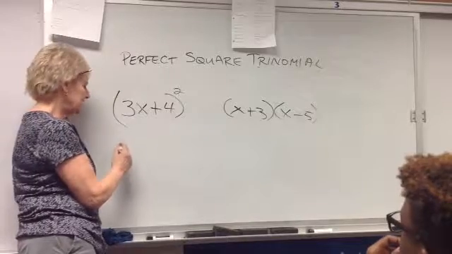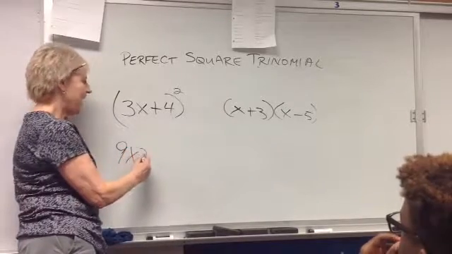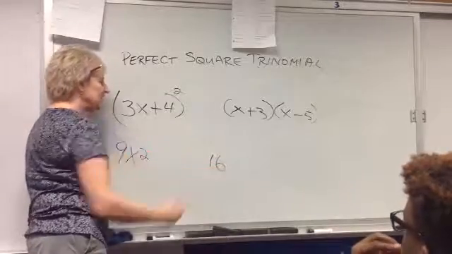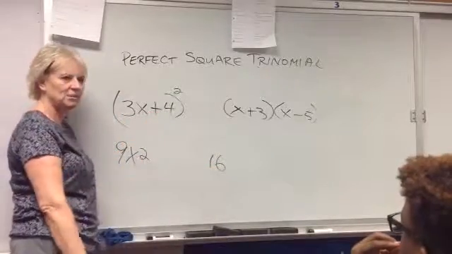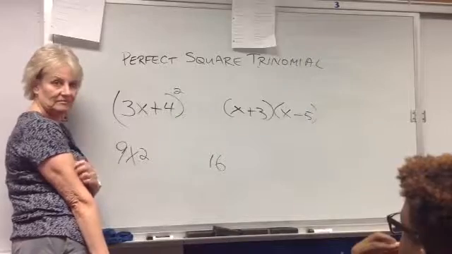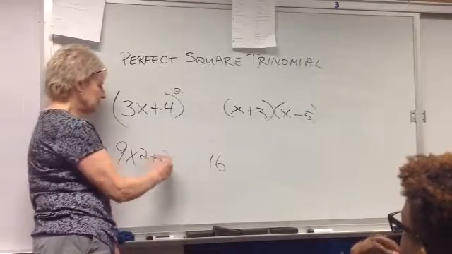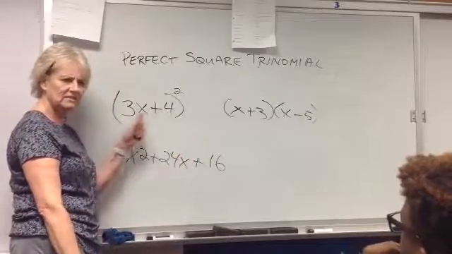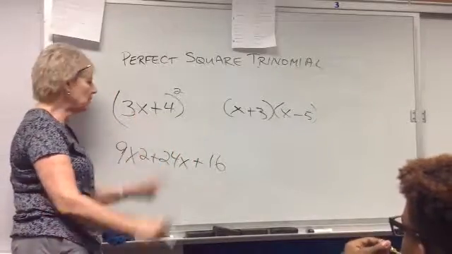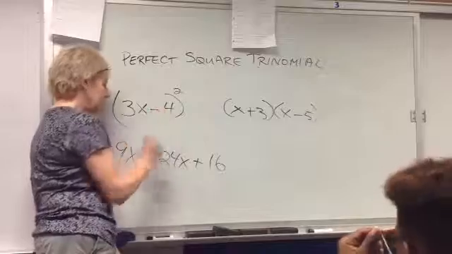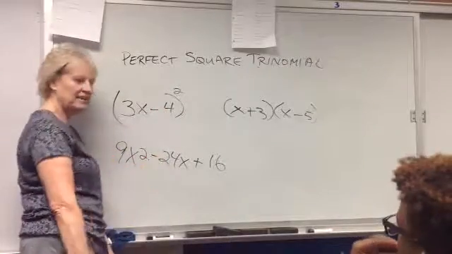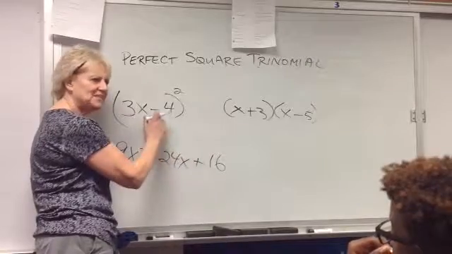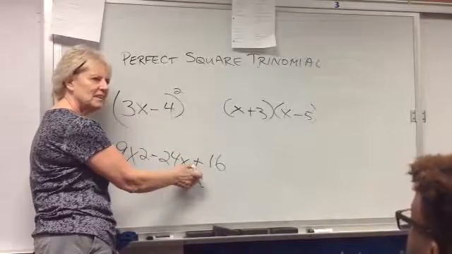9x squared plus 16. You can put the 16 here first, it's easier. Now, that times that doubled, 24x. No minus. The only way you're going to have a minus is there. You're not going to have it here. Why? Because of minus plus one. Negative times negative is positive.